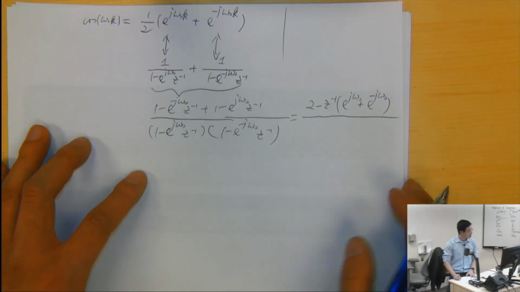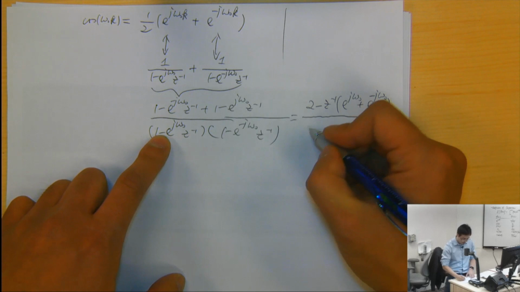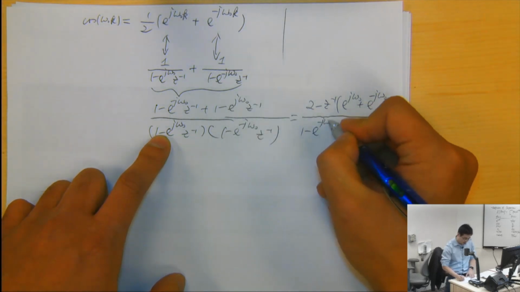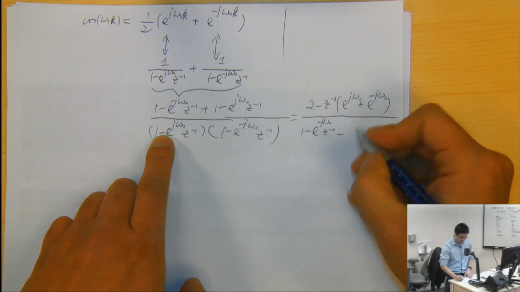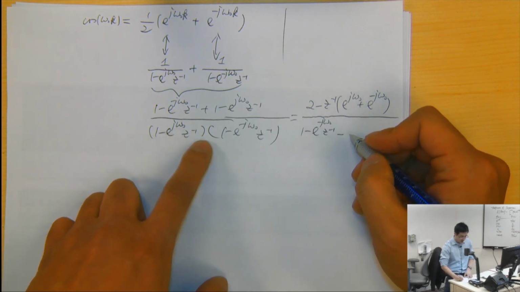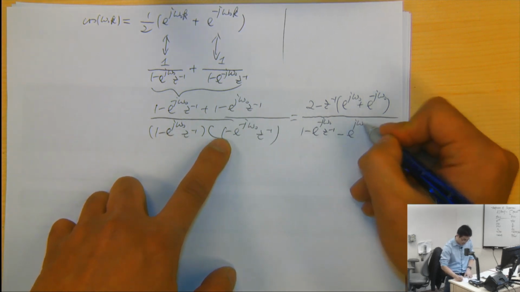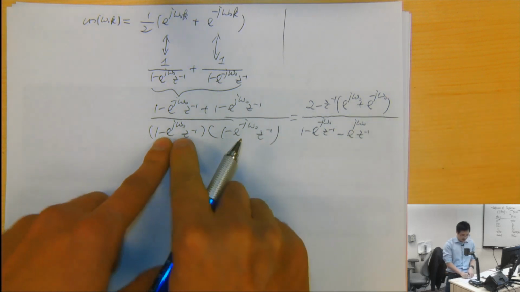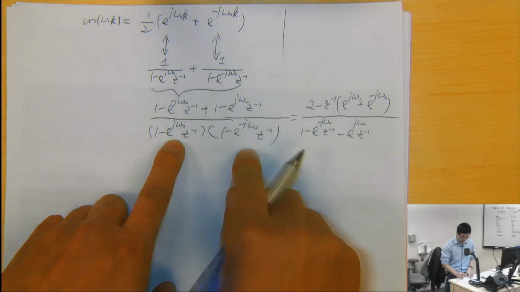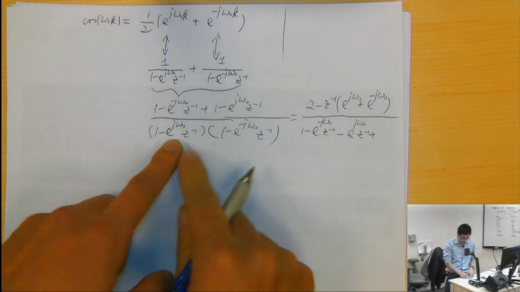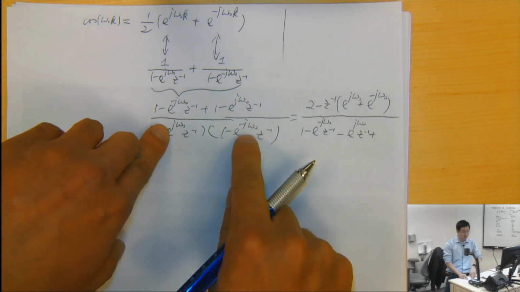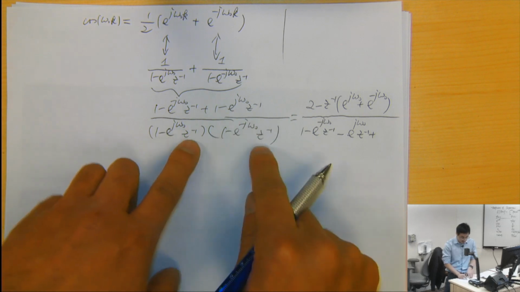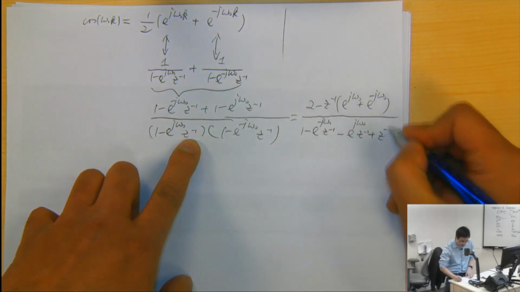And in the denominator, we have 1 minus e^(-j omega 0) z^(-1) minus e^(j omega 0) z^(-1) times 1. And then this times this. So it's plus e^(j omega 0) times e^(-j omega 0), which cancels out. z^(-1) times z^(-1) is z^(-2).